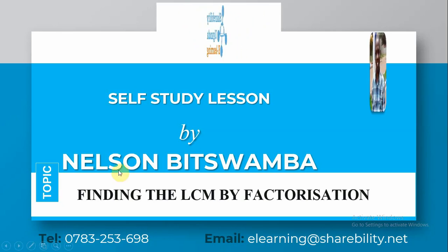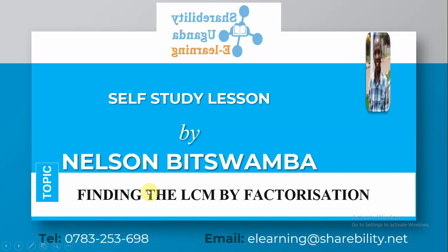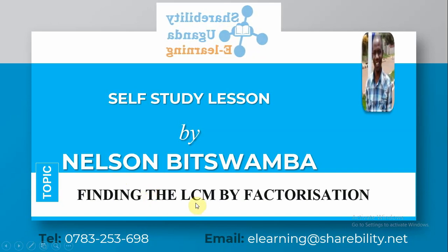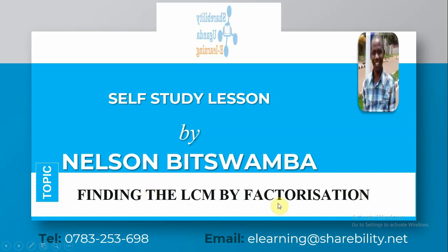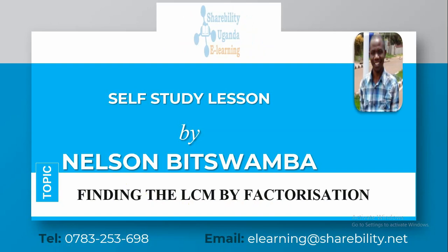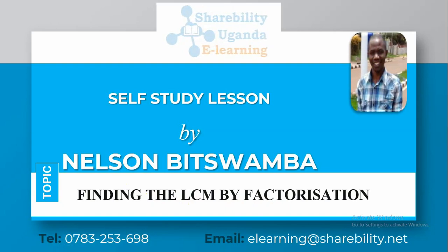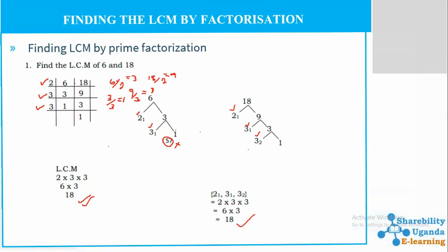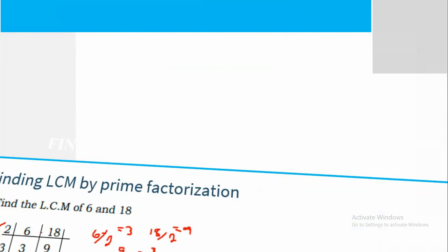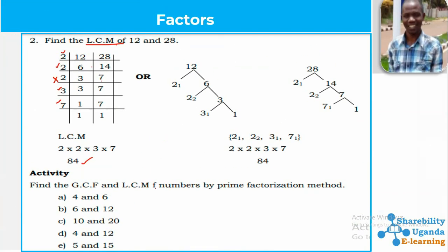My name is Nelson. We are still moving on with finding the lowest common multiple by factorization, and here we are looking at questions after learning the concept in our recent video. There are some questions that we are able to leave behind. We are able to solve our first question, which was A in our activity. Remember, here they want us to find the greatest common factor and the lowest common multiple by the prime factorization method.